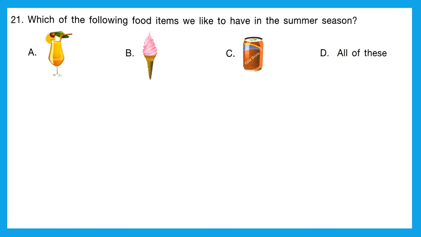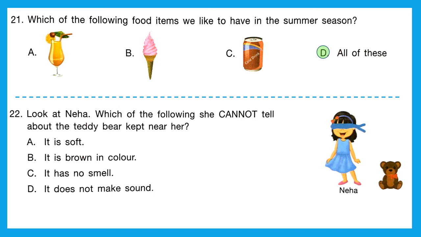D, all of these. The correct option should be D, all of these, because we enjoy all these three things in summer season. Question 22. Look at Neha.